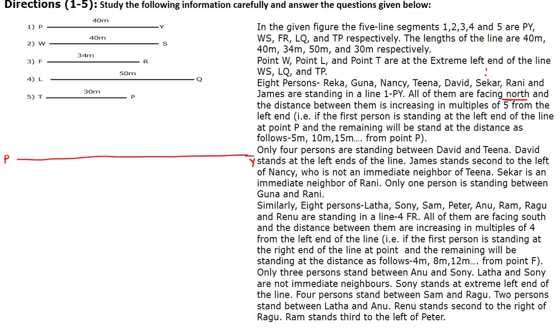What does this mean? If somebody is facing north, he will be facing this direction. This person's left is this and this person's right would be this. And the distance between them is increasing in multiples of 5 from the left end. So from the left end, the distance is in multiples of 5. So let's say there are 8 points. So from point P to here it is 5, then 10, then 15 and so on. So that is, the first person is standing at the left end of the line.